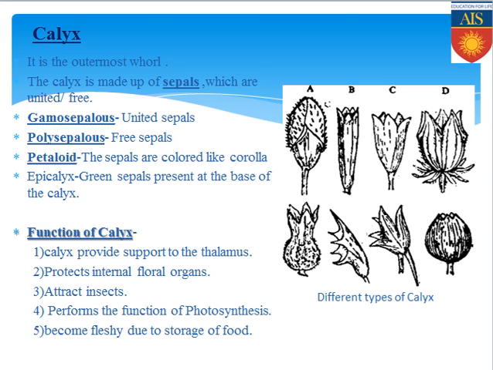And what is epicalyx? If you see, there are some green sepals present at the base of the calyx. So green colored small sepals are present at the base of the calyx, and they are commonly known as epicalyx.